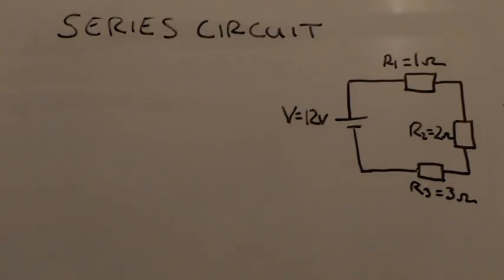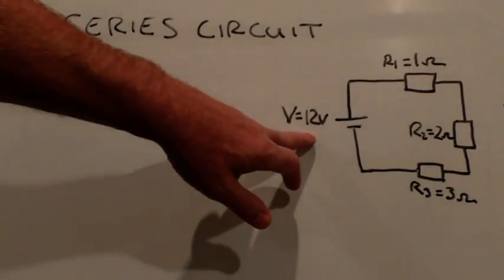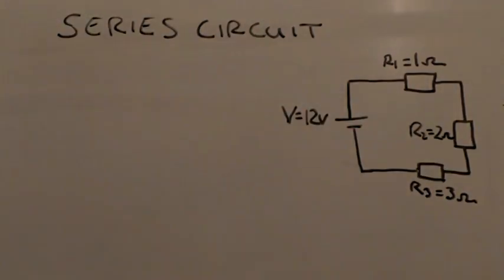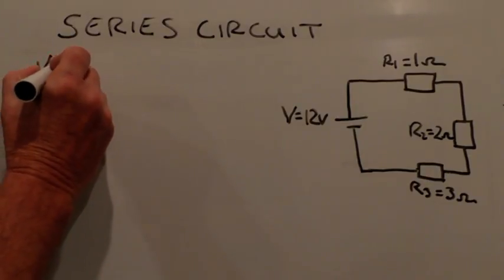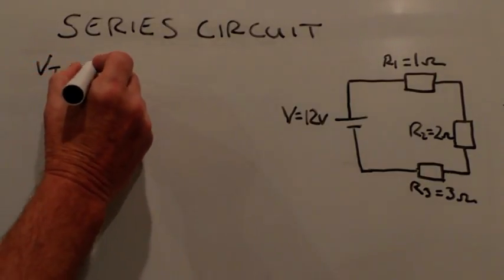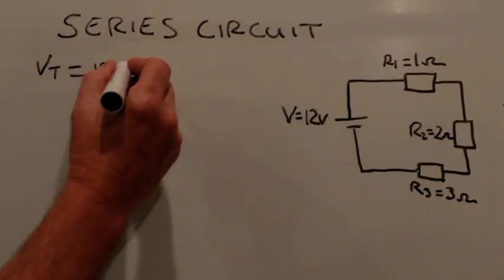Well, the total voltage through the circuit is quite simple. I mean, that's just the 12 volt voltage source. So this is the total voltage that's in the circuit. So I think it'll be a good idea just to write that down. Yep, so VT is equal to 12 volts.